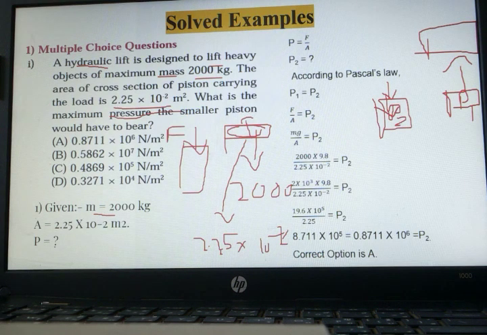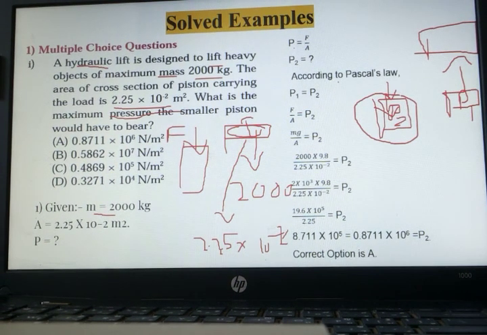Okay, so pressure we have to find out. Pressure's formula we already know. Pressure is force upon area. So what we have to find out? We have to find out this P2. Okay, but according to Pascal's law, P1 is equal to P2. Whatever pressure we exert from this end, similar pressure will be applied at this vehicle. So therefore the vehicle will get lifted up.